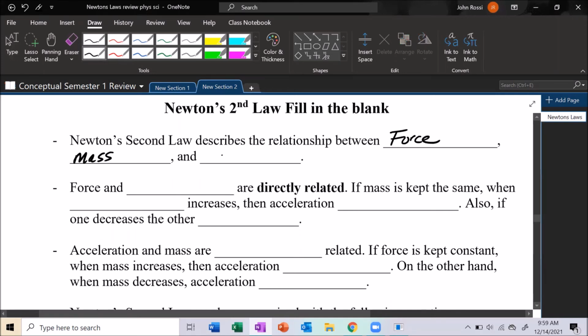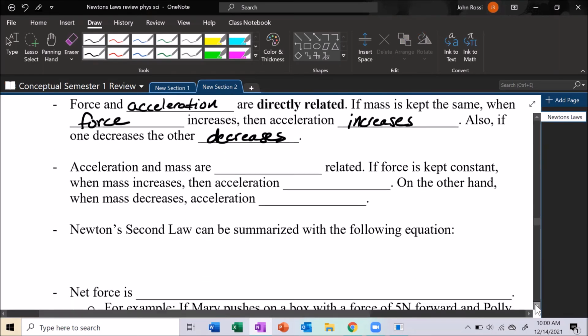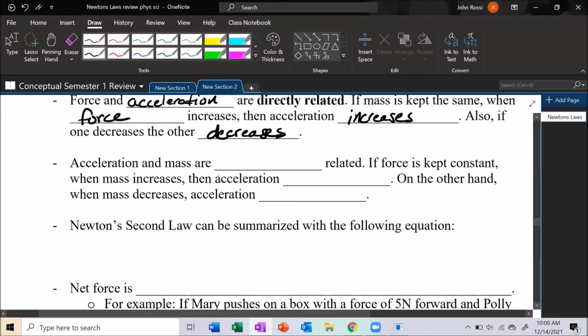On Newton's second law page, it is the relationship between force, mass, and acceleration. F equals ma is the formula we get from Newton's law. And we find out that force and acceleration are directly related. So if you keep the mass the same, then the force is going to have to do something. The force can increase, and that could increase the acceleration. If we keep the mass the same and you decrease one of those, you decrease the other. So they are directly related.